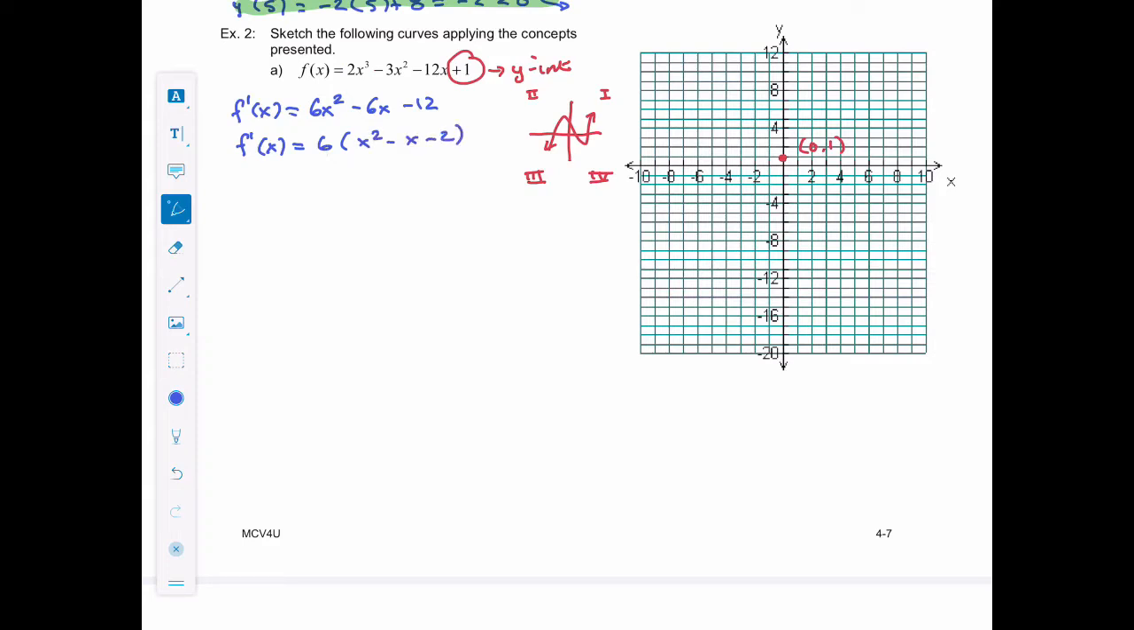And using the product sum method, I'm looking for two numbers that multiply to give me -2 and add together to give me -1. So +1, -2. And then we say that f prime of x is equal to 0 when we have 0 is equal to 6(x + 1)(x - 2). In this case, x is equal to -1. In this case, x is equal to 2. So those are our critical points.